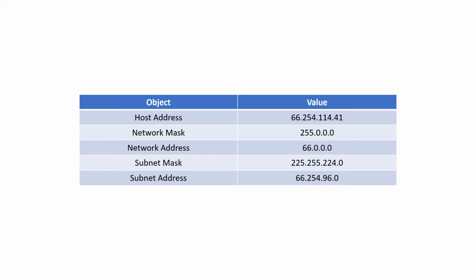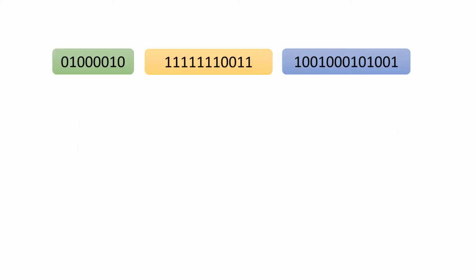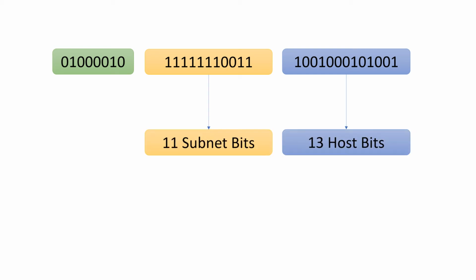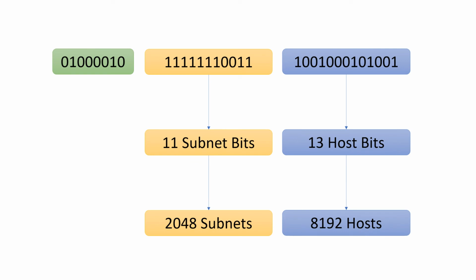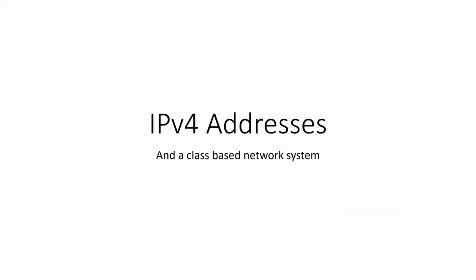Just remember that this is only the subnet mask we chose based off the number of subnets we wanted. If we wanted more or fewer subnets, the subnet mask would change, and therefore the subnet address would be different too. Looking back, we can see how many bits we've used for each section. We've used 11 bits to address each subnet, leaving 13 bits remaining to address the hosts within each subnet. This allows us to have up to a total of 2,048 subnets, each with up to 8,192 hosts.